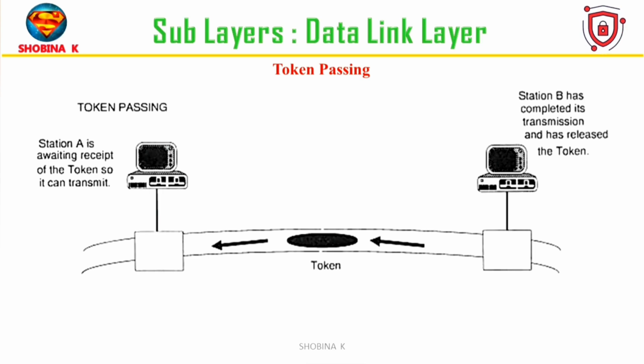After completing the transmission, the device releases the token back onto the network. The token is passed in a set order, so each device gets its turn to send the data. If a token is lost due to malfunction or failure, common recovery mechanisms like token timeout, monitor station, and election protocols regenerate a new token to maintain network functionality.